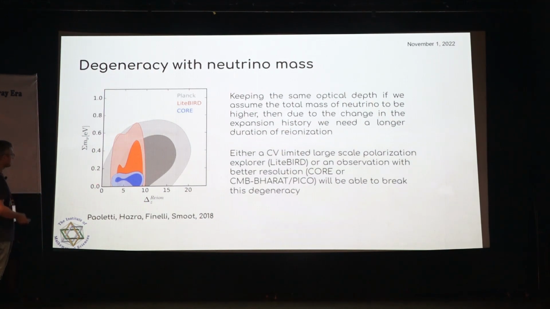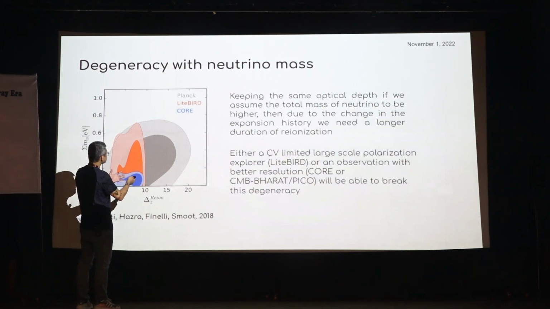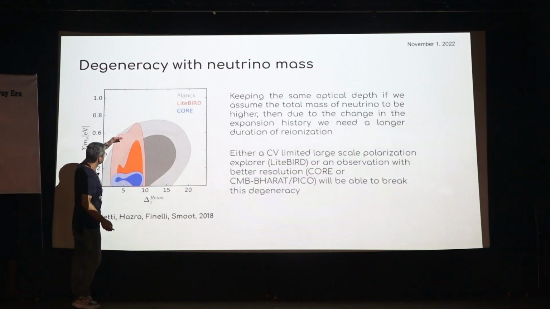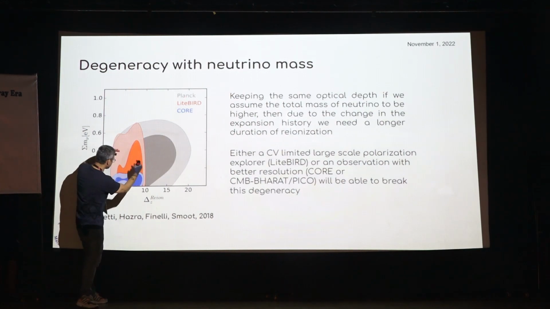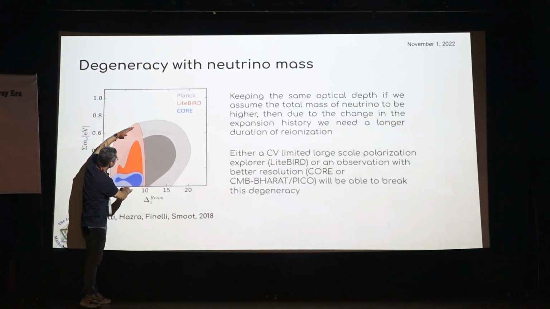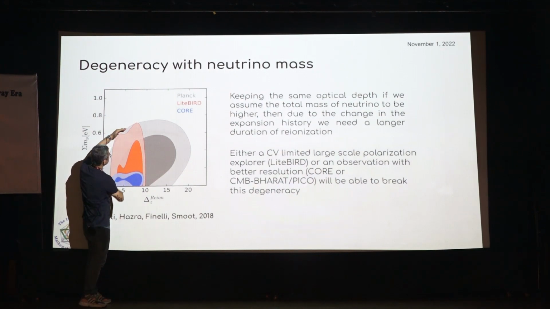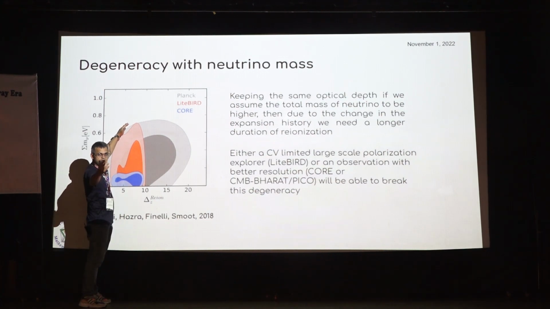This is where it becomes very important. And then what we can do is break this degeneracy. We can break this degeneracy in LiteBIRD itself because it is going to detect the low L. But in CORE, with LiteBIRD, we can do it like this. We break the degeneracy, we constrain delta z of reionization, the reionization width or the duration of reionization, but we cannot constrain the neutrino mass better than Planck because it is not capturing the low L signatures.